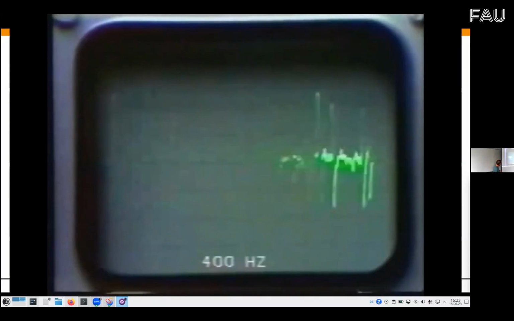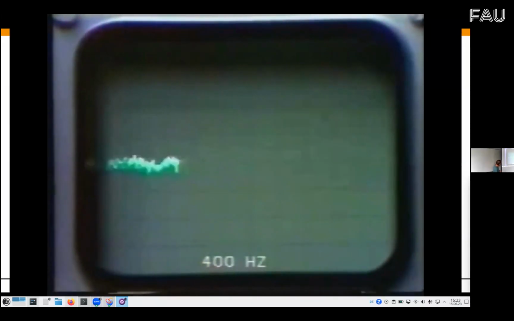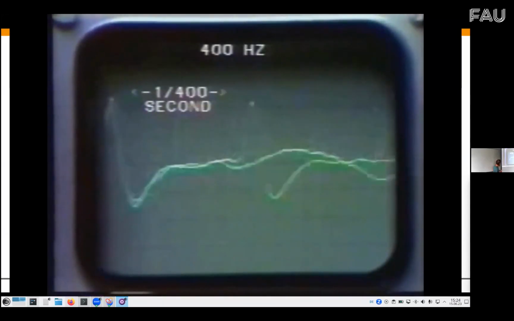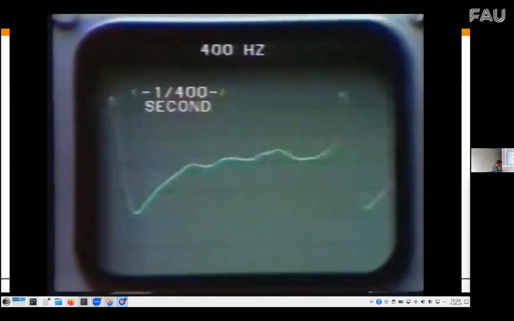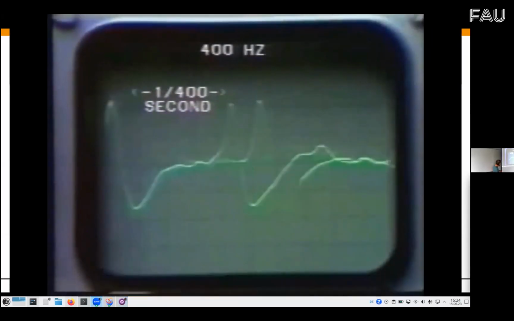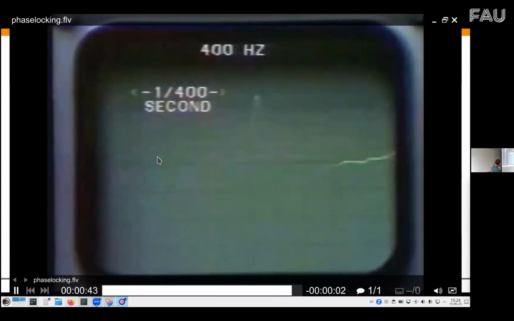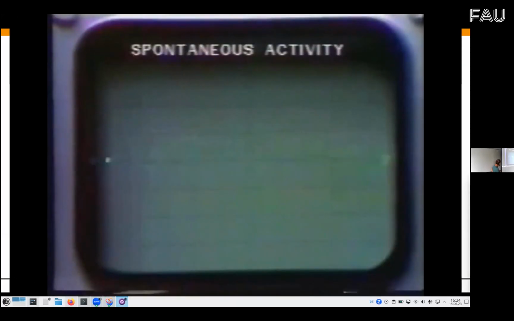Now you see, once the tone is on, there's kind of a regular pattern in each of the tone bursts. Now they're synchronized to the phase of the input sound. You see that maybe at the beginning the maximum of the potential is larger.